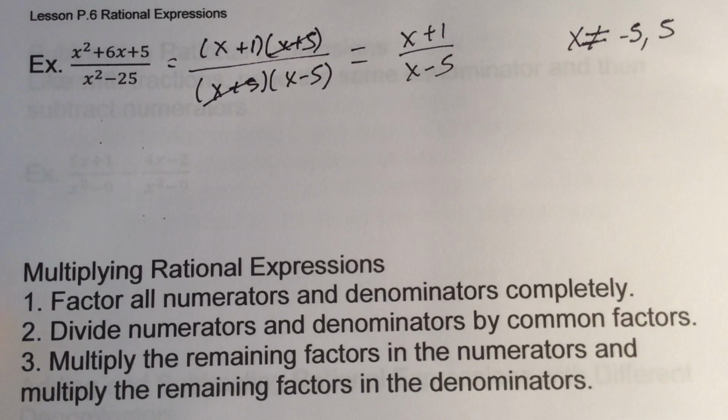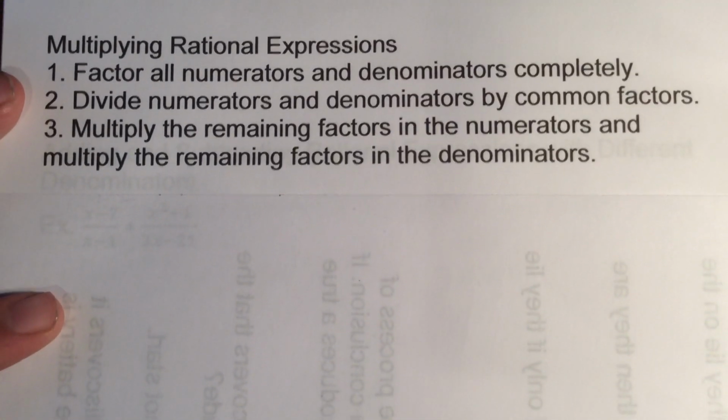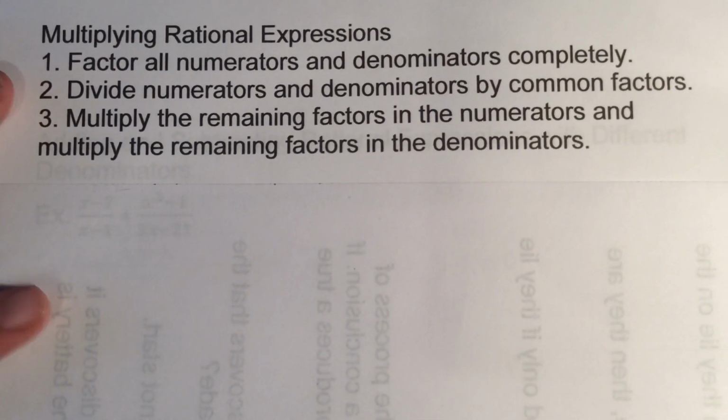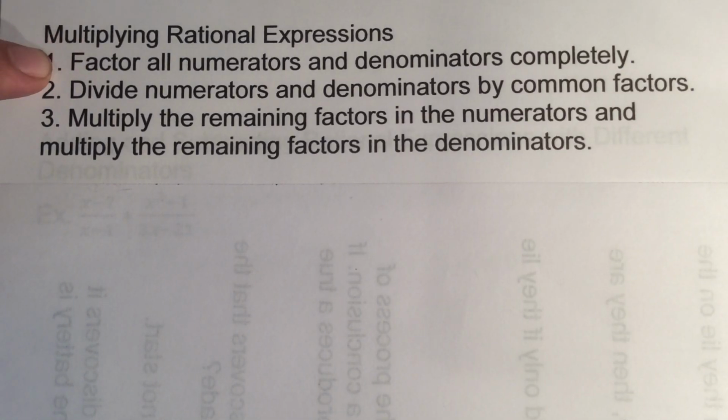Now, when it comes to multiplying these, we can add them, subtract them, do all that. But the first thing we're going to look at here is multiplying these rational expressions. So, just like with simplifying, you want to factor all the numerators and denominators completely. So factor the top, factor the bottom. Pull out those exclusions, and then divide any numerators and denominators by any common factors. So we're going to cross those out. Then you multiply those remaining ones. So just like with fractions, we multiply the tops, we multiply the bottoms. We go straight across.